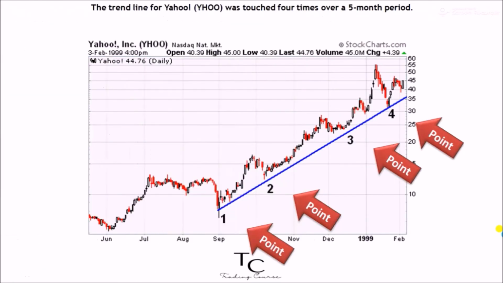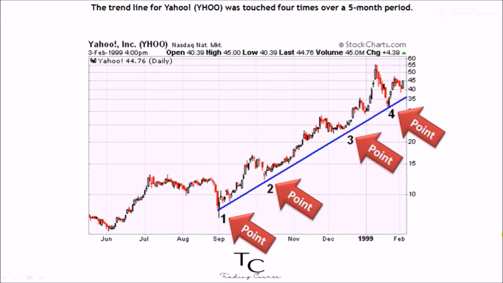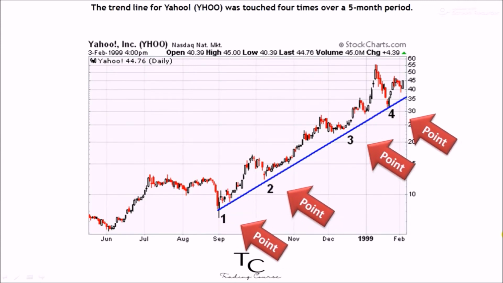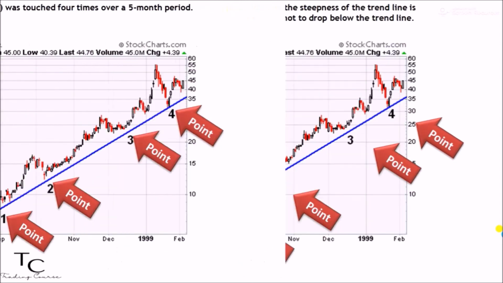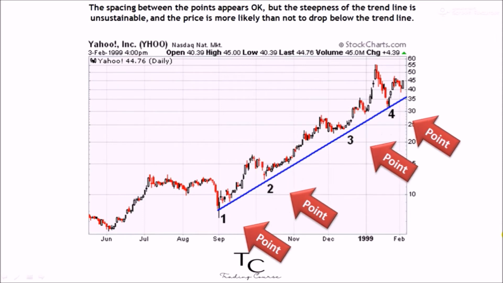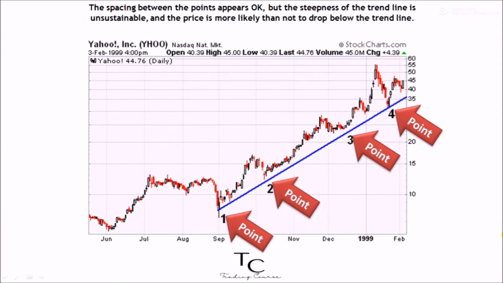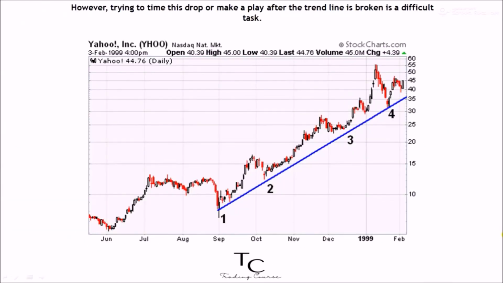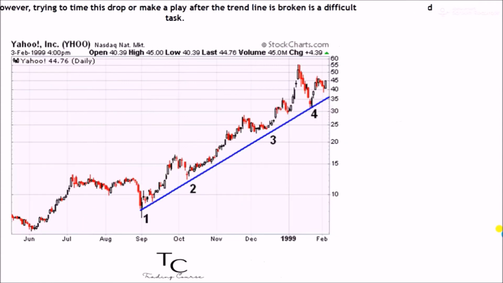The trend line for the Yahoo! (YHOO) stock chart was touched 4 times over a 5-month period. The spacing between the points appears okay, but the steepness of the trend line is unsustainable, and the price is more likely than not to drop below the trend line. However, trying to time this drop or make a play after the trend line is broken is a difficult task.